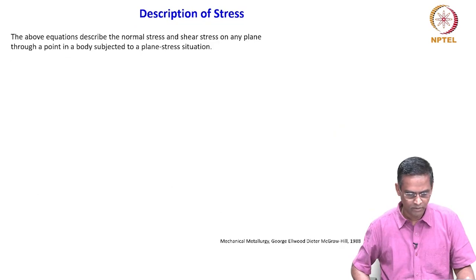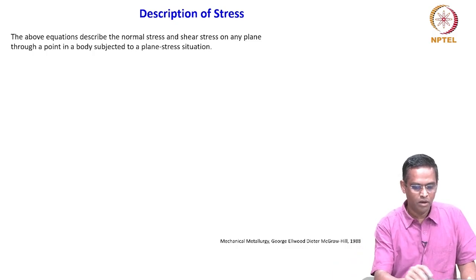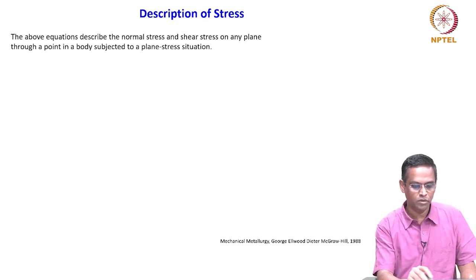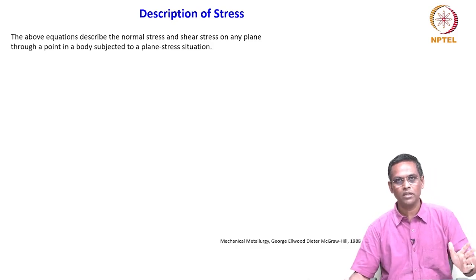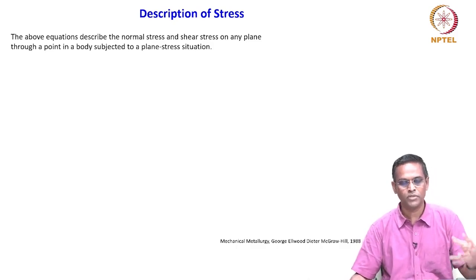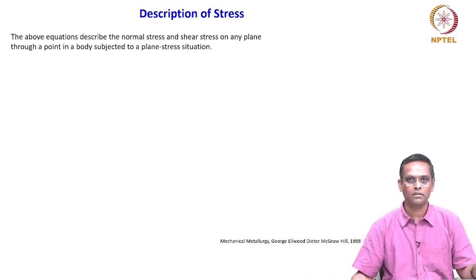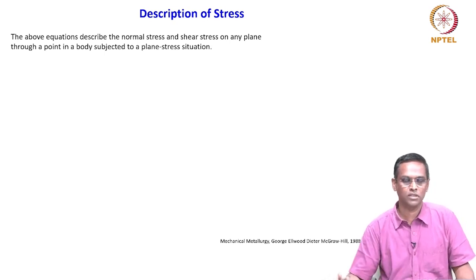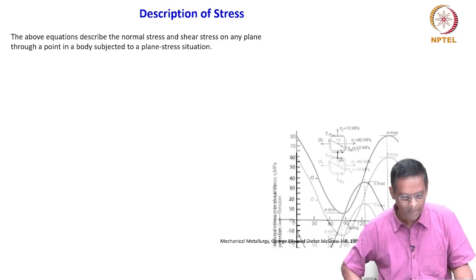And we will now look at some description about this. The above equations describe the normal stress and shear stress on any plane through a point in a body subjected to a plane stress situation. So it is a stress transformation in 2D, or a description of the stress at a point on an oblique plane in two dimensions. It is a plane stress situation, right? We are talking about sigma x and sigma y.